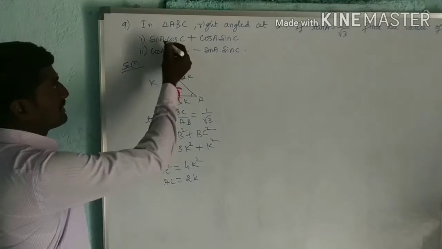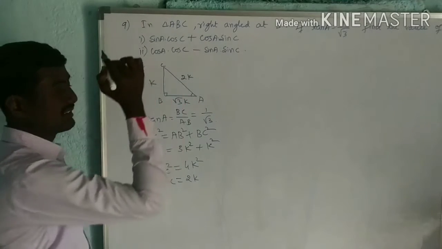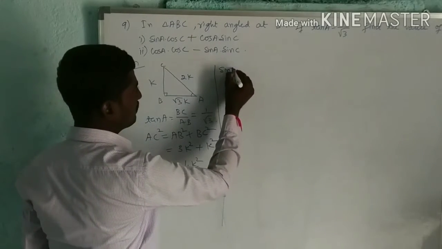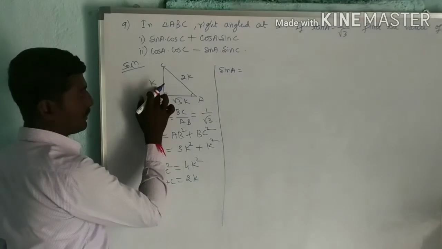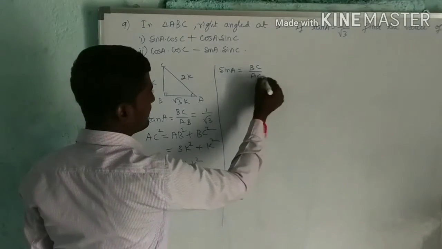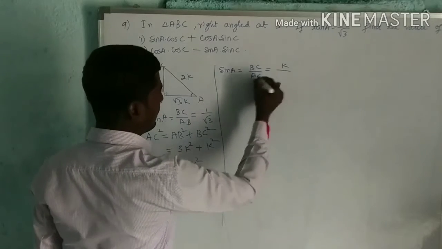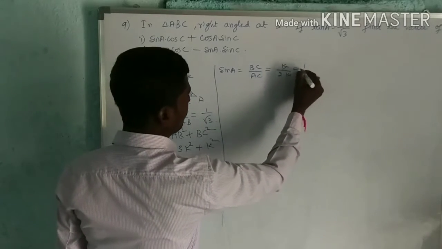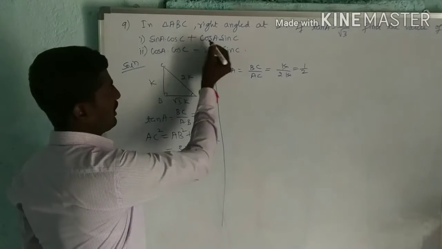Now I have to write these values: sin A, sin C, cos A, cos C. Now sin A, according to the angle A, sin is nothing but opposite by hypotenuse, BC divided by AC. BC is k divided by AC, which is 2k. So k gets cancelled. I am getting 1 by 2. That is sin A.